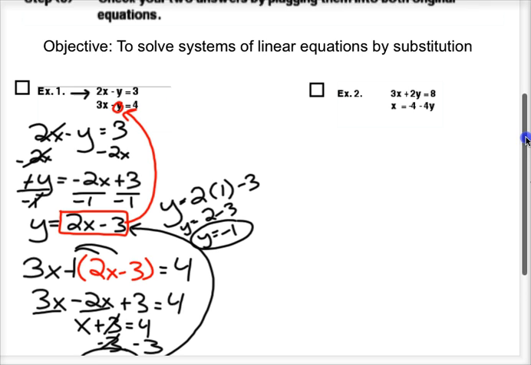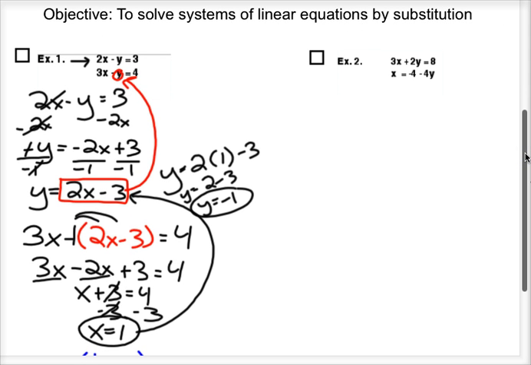Now I'm going to move right into my second example. So again, when we're dealing with these substitution method problems, we need to isolate one of our variables first. Now, in this one, the good news is, if you look at your second equation, one of your variables is already isolated. The x is already by itself. So that is a perfect setup for the substitution.